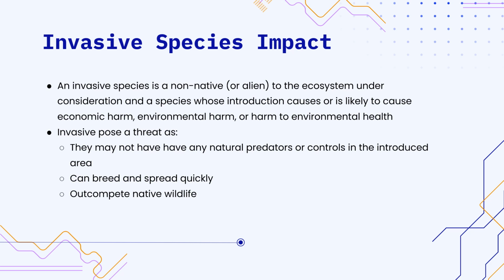Invasive species may not have any natural predators or controls. They can breed and spread quickly, taking over an area, which can be very harmful to the native species of that area. And native wildlife may not have evolved defenses against this invader, which does not enable them to compete with the species that has no predators.